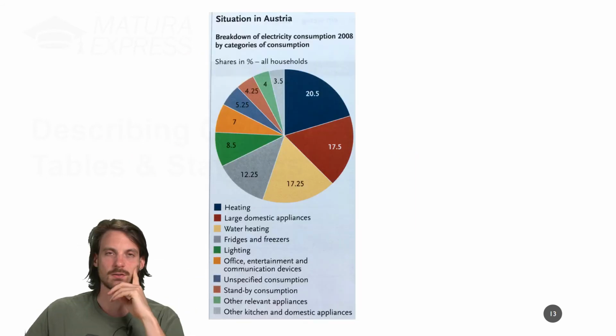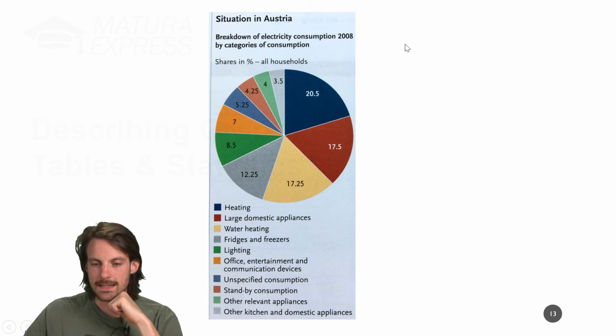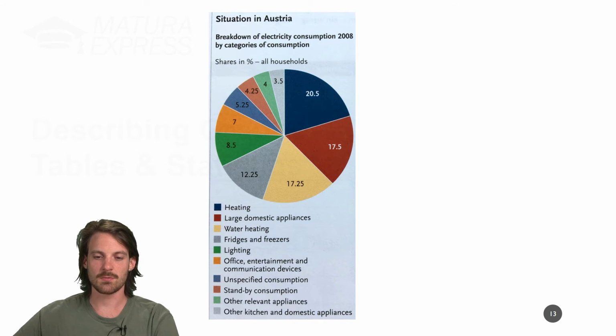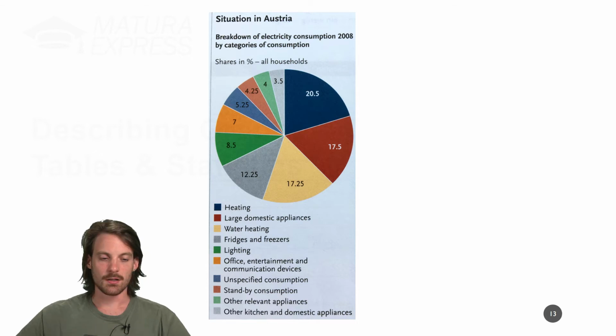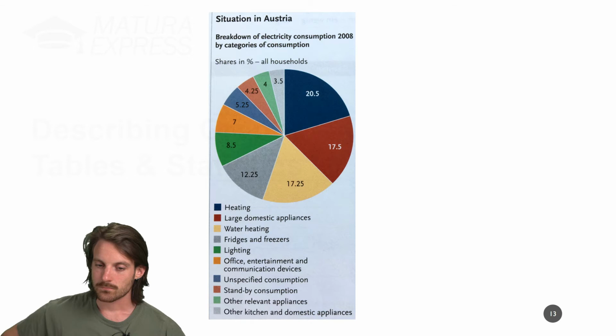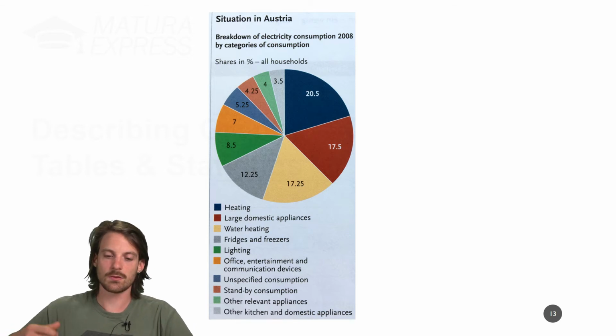Really easy. So in this case, we have this pie chart. This pie chart shows a breakdown of electricity consumption in 2008 by categories of consumption in Austria. The numbers in the slices of the pie chart are shares in percentage of all households, and then you can start comparing.